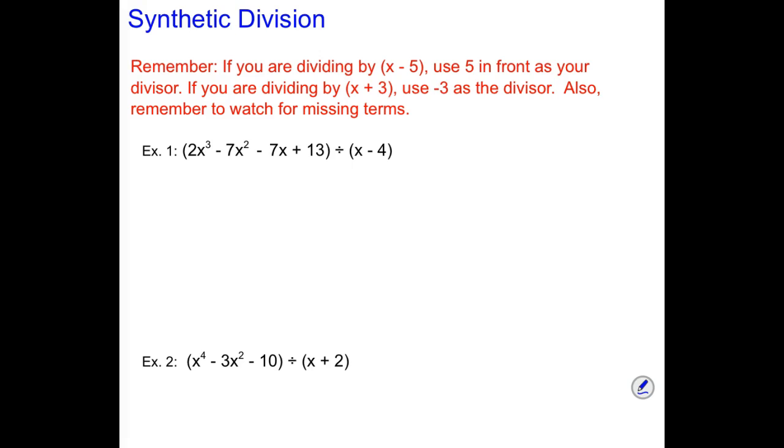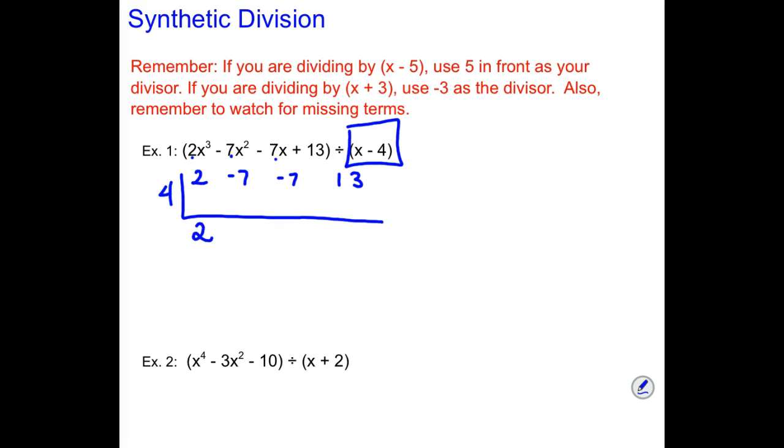So when I look at my first example here, this is a linear expression, degree 1, so I can do the synthetic process. If I'm trying to divide by x minus 4, I am going to use a 4 in front for my synthetic division. I don't have any missing terms on this one, so I'm simply writing my coefficients. I have a 2, a negative 7, another negative 7, and then a 13. Okay? I'm going to divide out that 4.